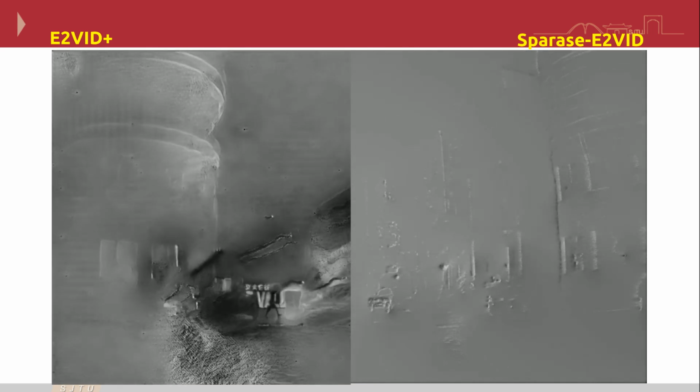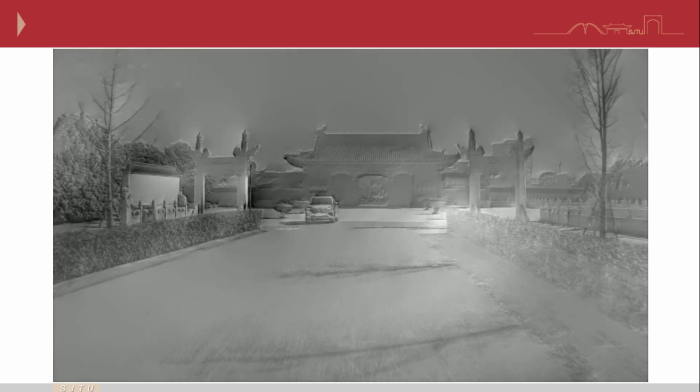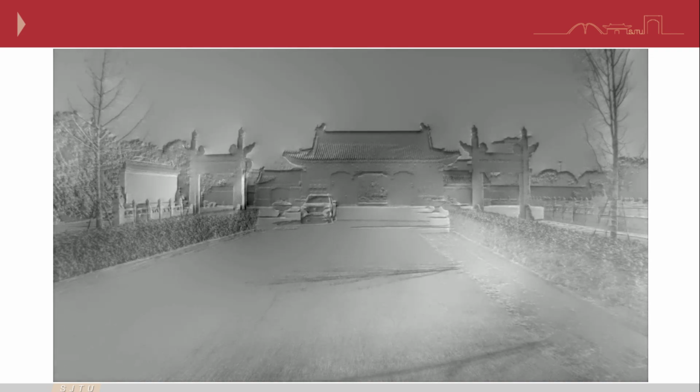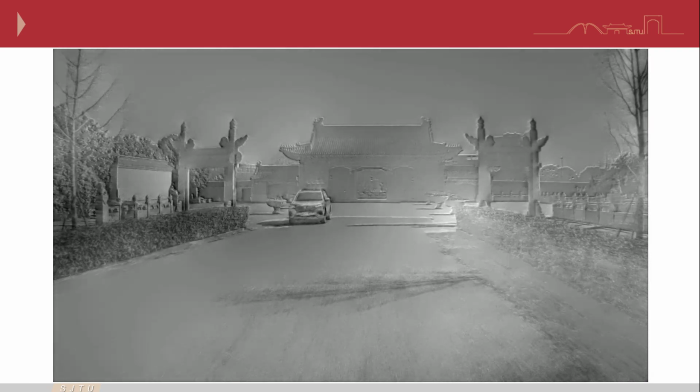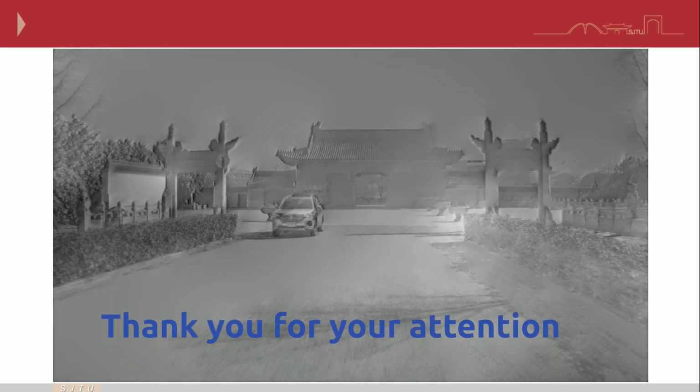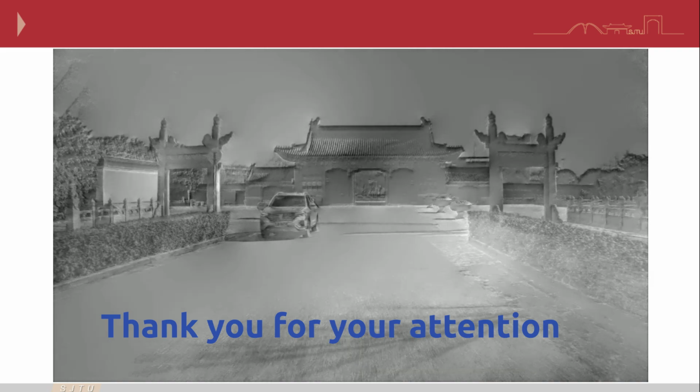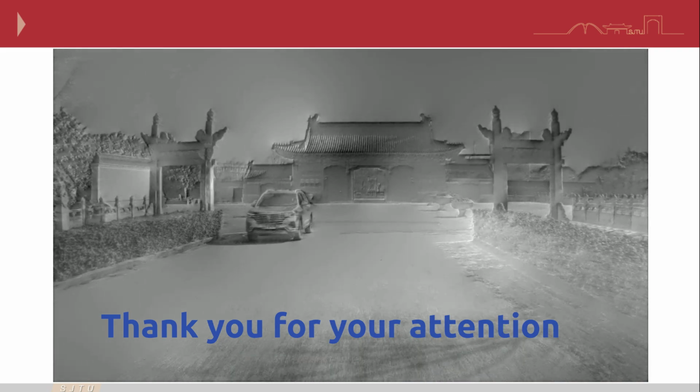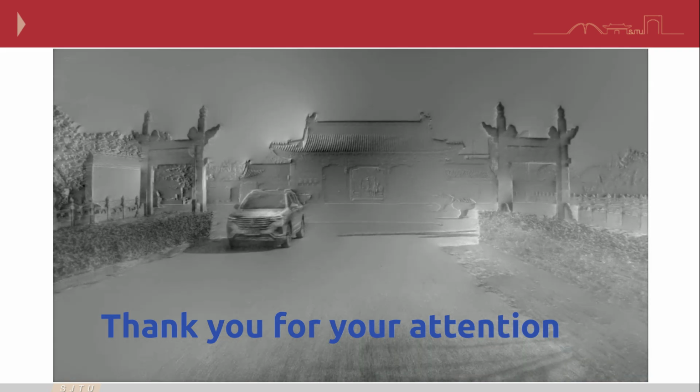To conclude, in this work, we introduce Sparse-E2VID, a fully convolutional model that leverages the sparse features of event cameras to reduce computational cost and inference time. Moreover, by adding real event camera noise to the training sequences, the model produces almost noise-free video. We hope that our architecture and our noise augmentation technique will inspire future research.